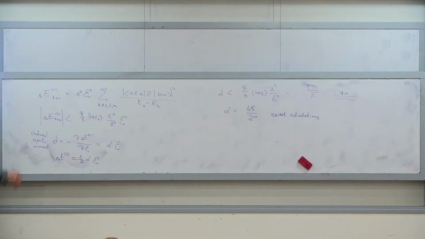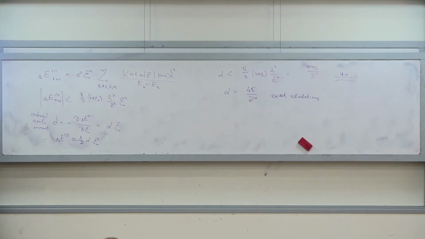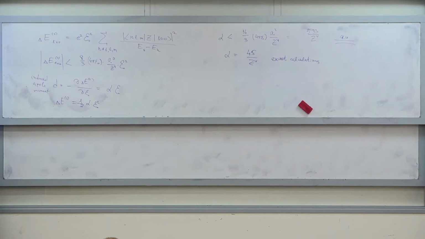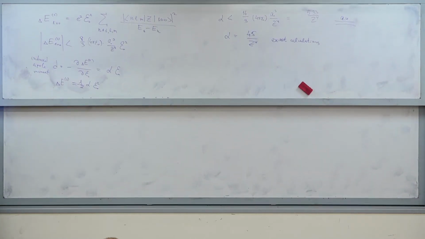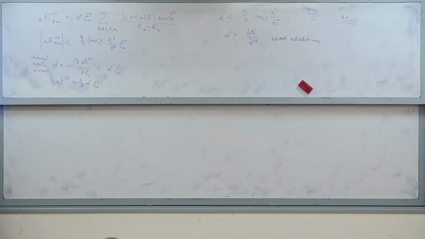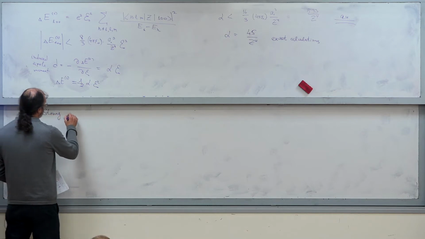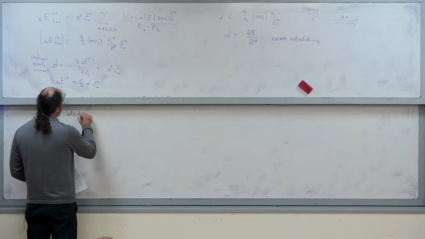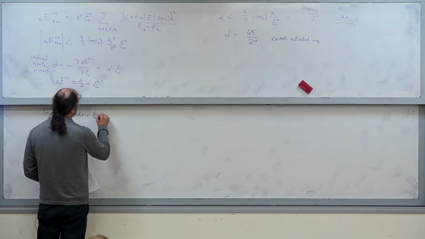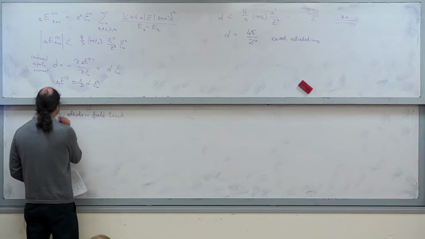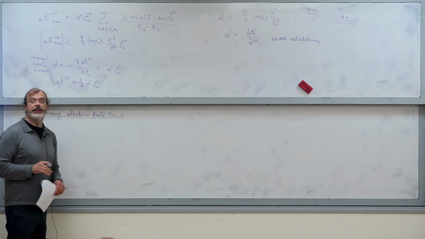So this is the last part of our consideration of the DC Stark effect. We want to ask ourselves what is going on with a strong electric field. That's the limit of strong electric field. So what's going on here?